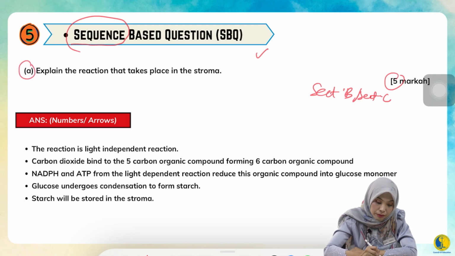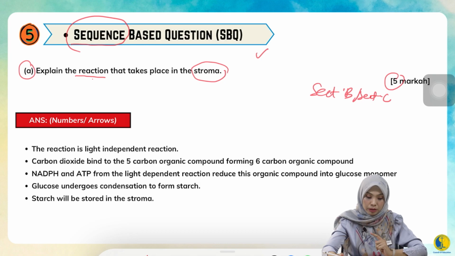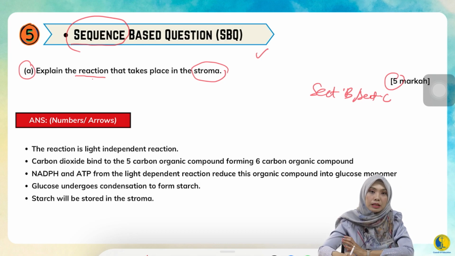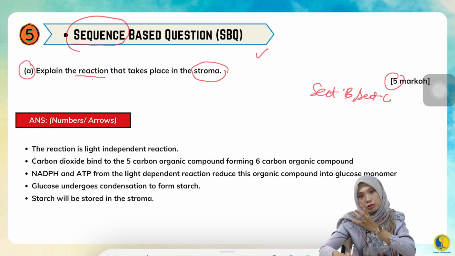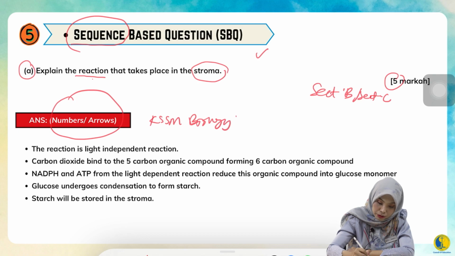Example: explain the reaction that takes place in the stroma. This is actually which chapter? You will go to the Form 5 photosynthesis chapter, which means under chapter 2, leaf structure, because you learn a bit about photosynthesis in that chapter. So the clue here is in your KSSM Biology textbooks, which means our powerful masterpiece.